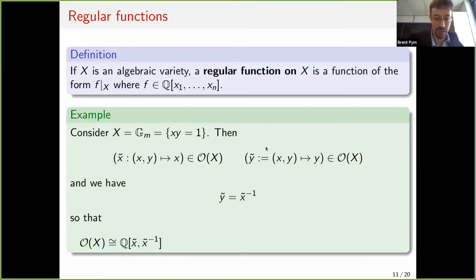Okay, so what does it mean? It means that to describe all the possible functions on this variety, of course, they have to be polynomials in x tilde and y tilde. They have to be restrictions of polynomials. So since y tilde is 1 over x tilde, the algebra of functions is exactly the set of polynomials in x tilde and 1 over x tilde. More precisely, it's the expressions of this form: linear combinations of possibly negative powers of x with rational coefficients. So that's what a regular function on this particular algebraic variety looks like.